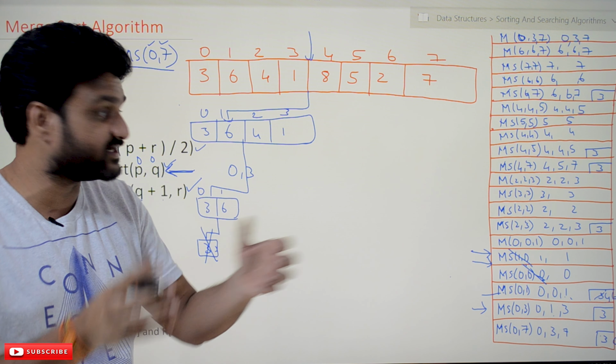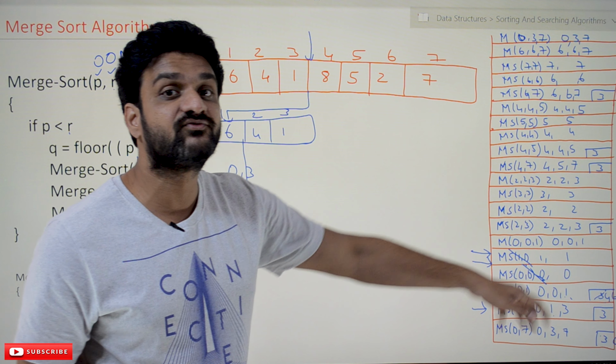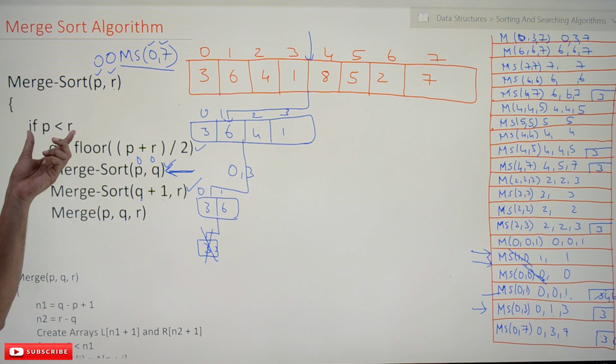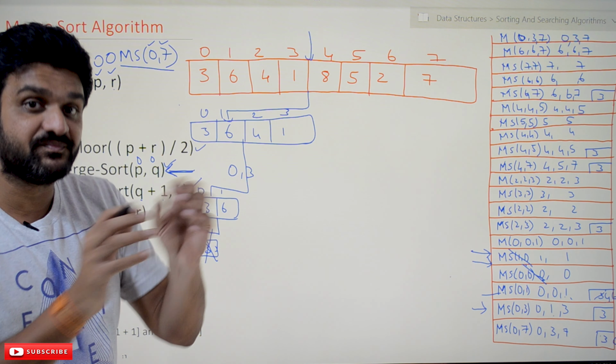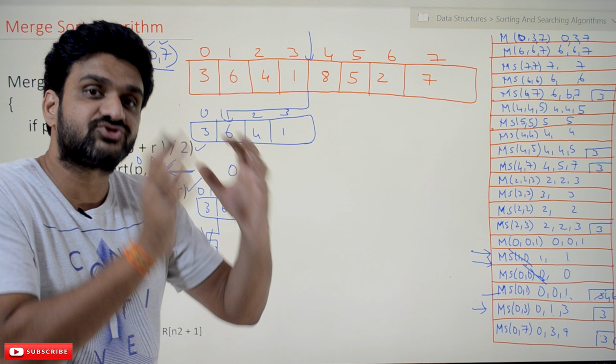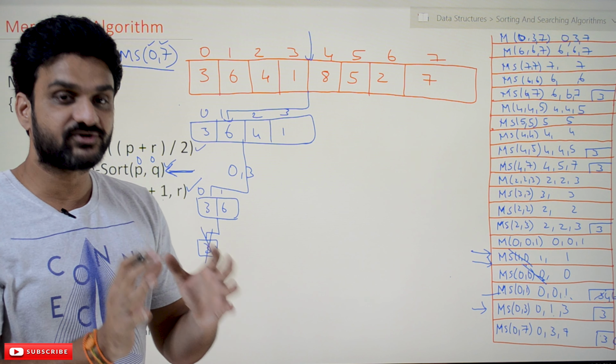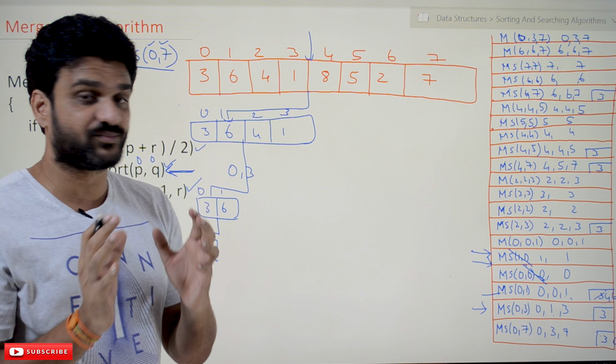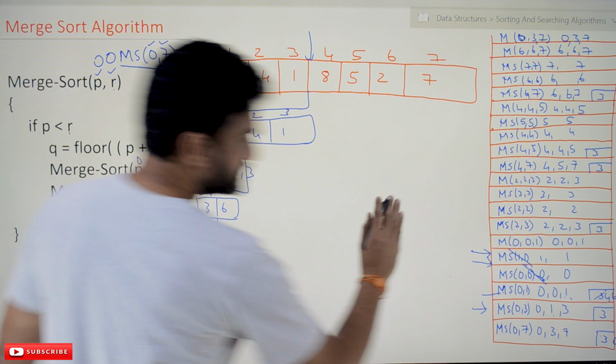The logic behind the dying of this line of code is that if only one element is there, which cannot be further divided, it has to stop its execution. Try to get that point. That point is very important. Okay, so now this is done.